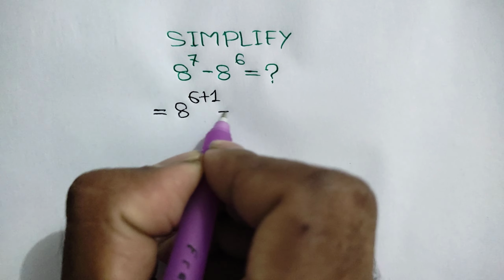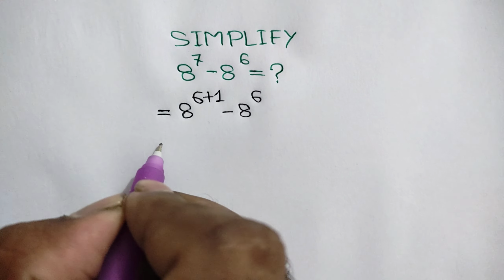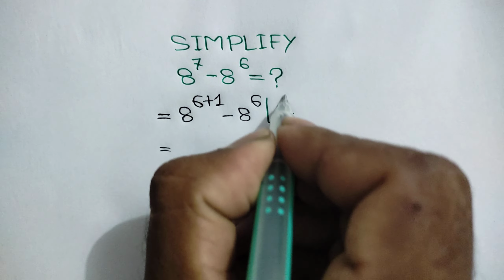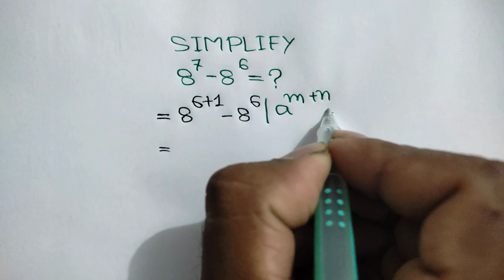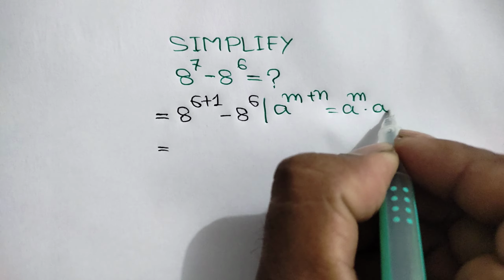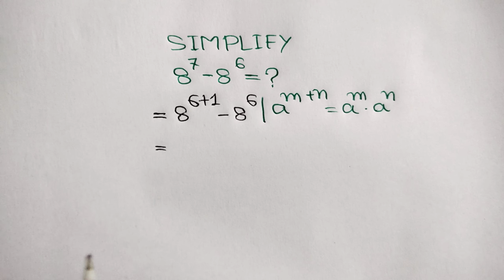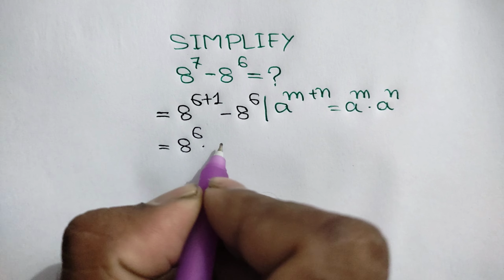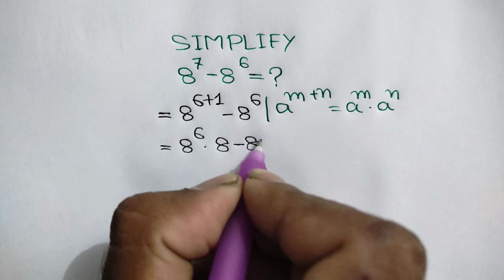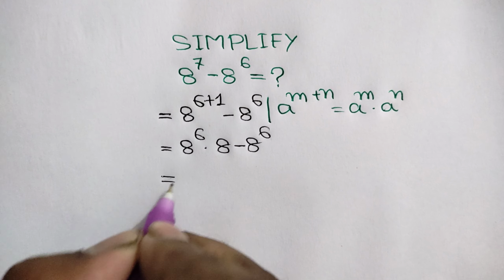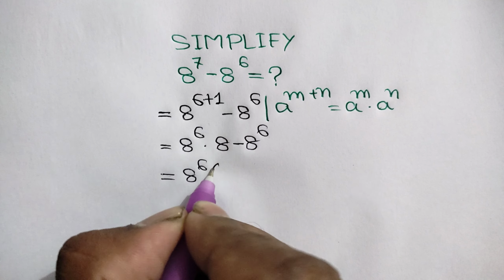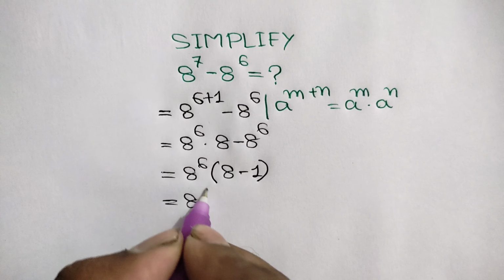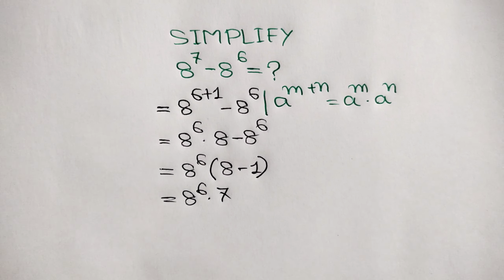plus 1, minus 8 to the power 6. We know an exponent rule: a to the power m plus n is equal to a to the power m times a to the power n. So applying this exponent rule, we can write 8 to the power 6 times 8 to the power 1, that means 8, minus 8 to the power 6. Now taking 8 to the power 6 common, we will get 8 minus 1, which is equal to 8 to the power 6 times 7, since 8 minus 1 is 7.